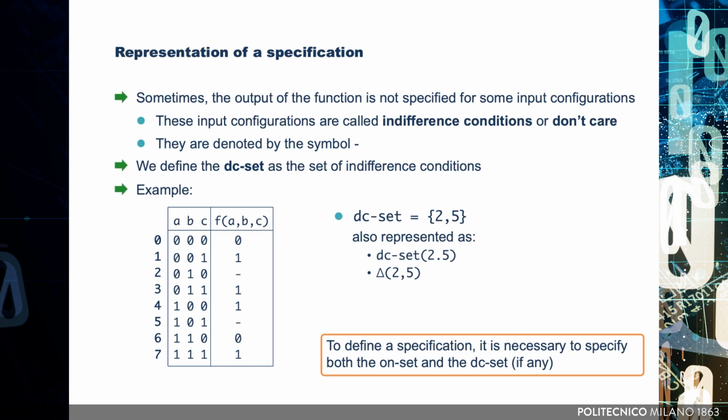The onset, offset, and don't care set together form a partition of the truth table. Therefore, to represent a specification compactly and completely, it is necessary to specify at least 2 out of the 3 sets. Typically, we specify the on set and the don't care set.